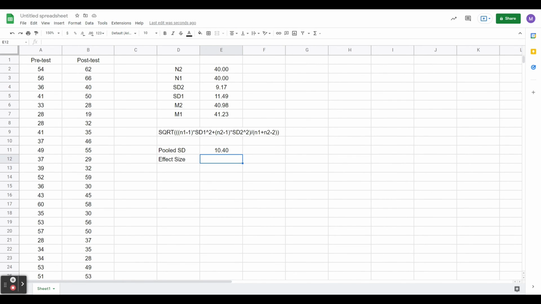Next, I deploy the effect size formula by typing =, open parentheses, M1 minus M2, close parentheses, divided by the pooled standard deviation. Enter. The effect size is 0.02.